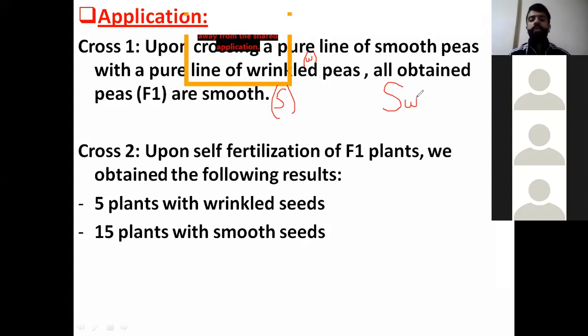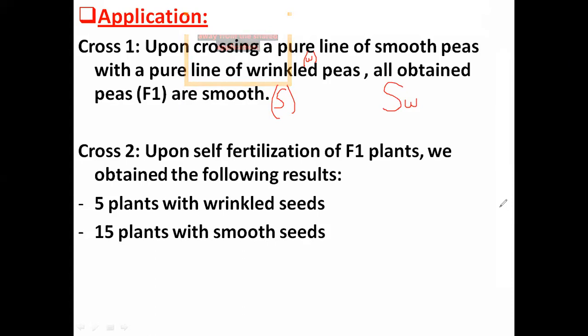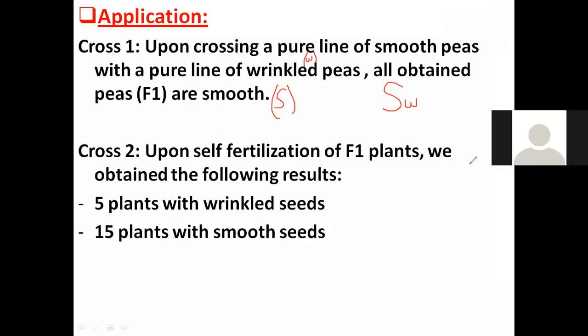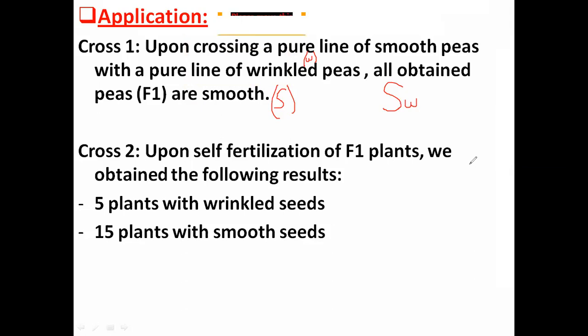Lana, what do you think? What do we call the cross whenever we cross two F1 individuals? Yes, Lana, can you hear me? Yes, self-cross. Whenever we cross two F1 individuals, it's called the self-cross. Thank you. Moving to the results. We have 5 plants with wrinkled seeds and 15 plants with smooth seeds.